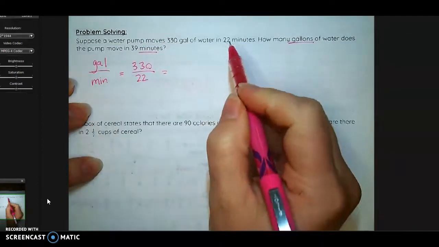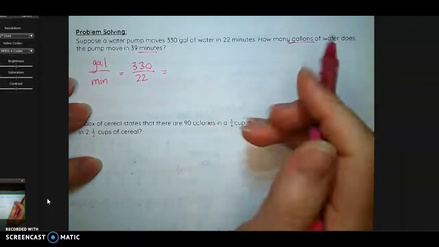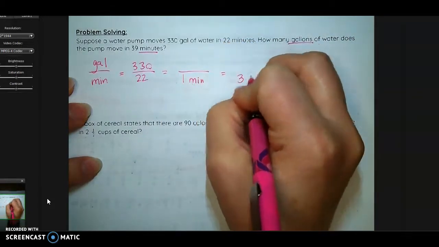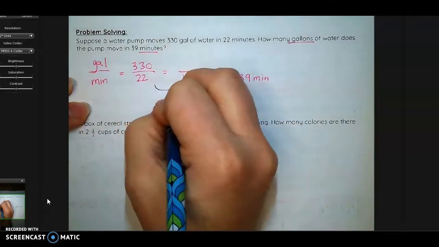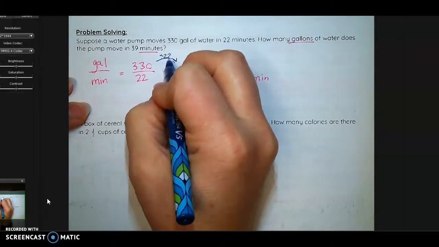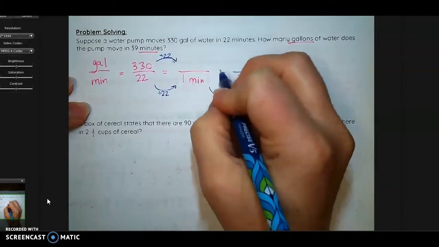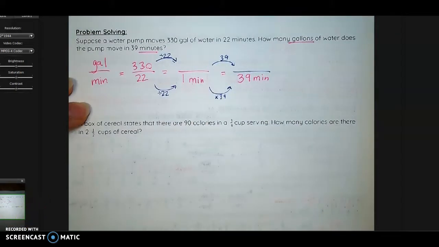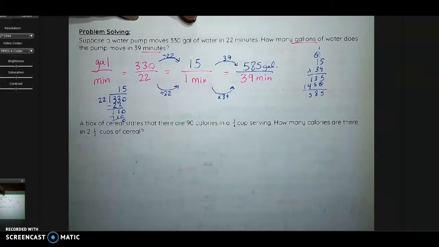Now sometimes you can get from 22 to 39 in one easy step, but we're not going to be able to do that. So we're going to get down to 1 minute, and then we're going to go from there to 39 minutes. So to get from here to here, we are dividing both by 22. When we end up with this last part, we're going to multiply by 39. And I'm going to pause and do the work to the side, and then you can turn it back on and check. So I want you to pause and look at the work that I've shown here.